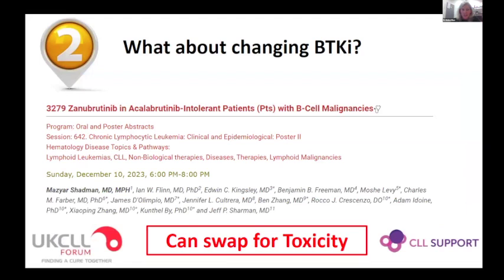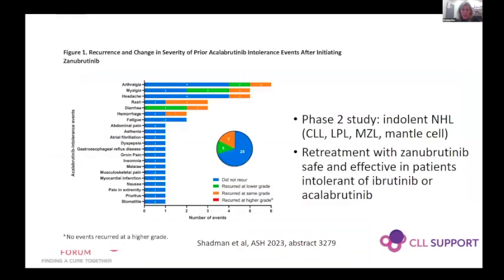Just a quick little bit of data, and Nick has already sort of alluded to this: can you change from one BTKI to another? Well, again, this was presented at ASH 2023 about swapping for toxicity. This is a phase 2 study, and this wasn't just CLL, there were other indolent lymphoma patients here, LPL, marginal zone, mantle cell. But essentially, when patients had to stop either ibrutinib or acalabrutinib because of toxicity, and then they were retreated with zanubrutinib, you can see that in the majority of patients, coloured in blue, the toxicity that had been a problem on the ibrutinib or acalabrutinib did not recur.